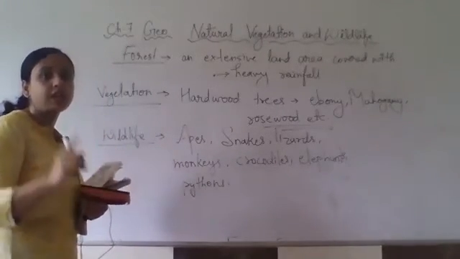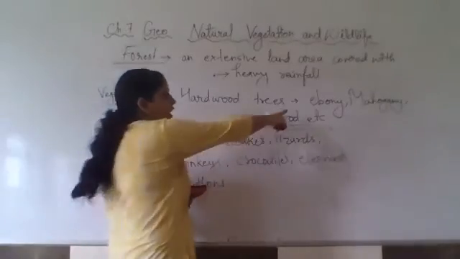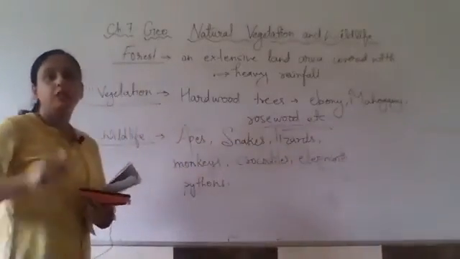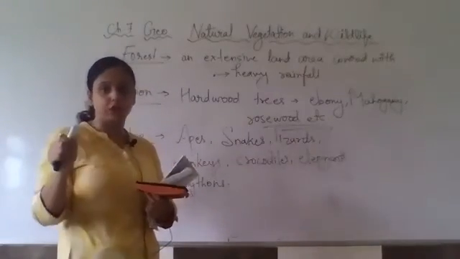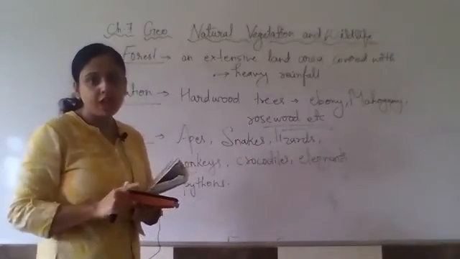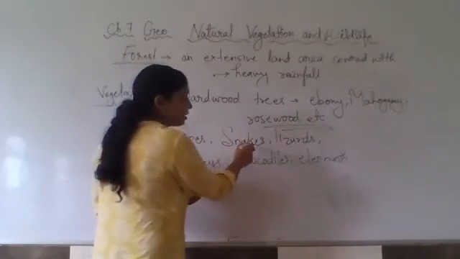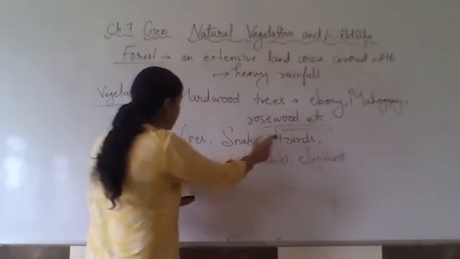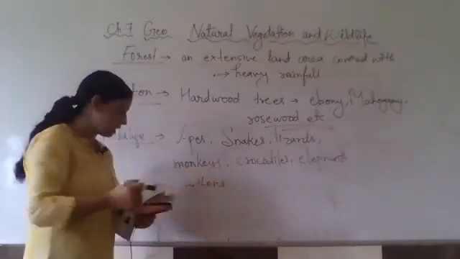So in vegetation, hardwood trees are there, which are ebony, mahogany, rosewood. This kind of trees which have hardwood are found here, and in wildlife you will find ants, snakes, lizards, monkeys, crocodiles, elephants, pythons.